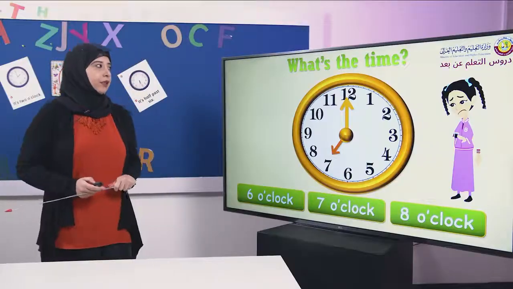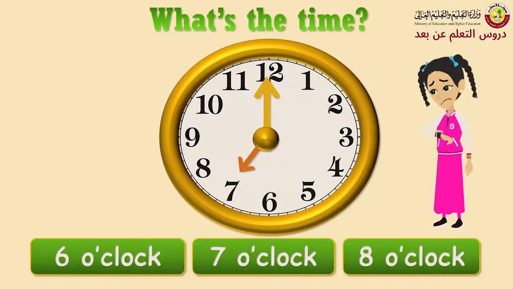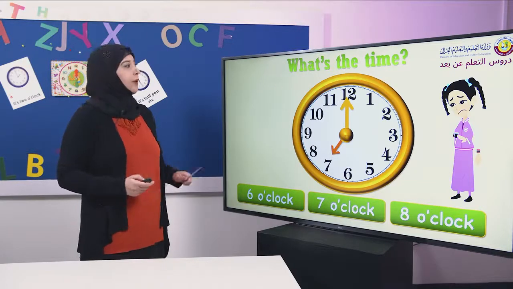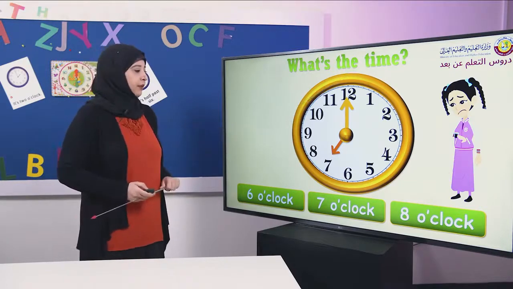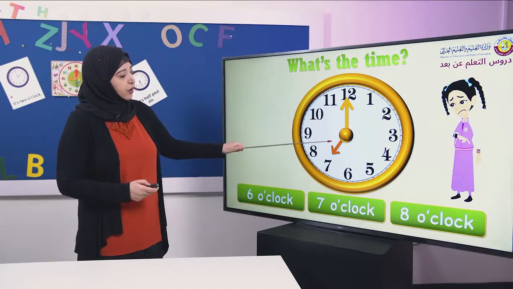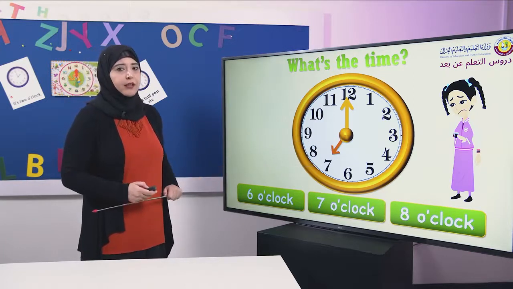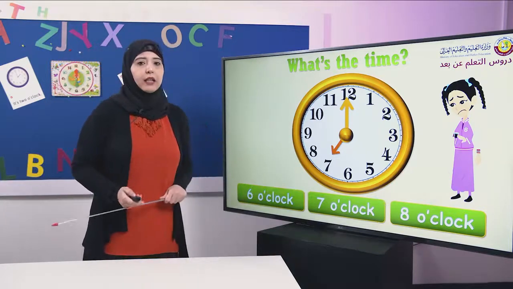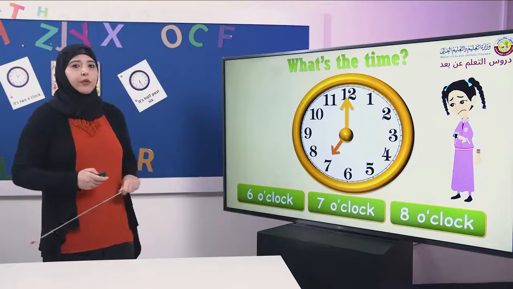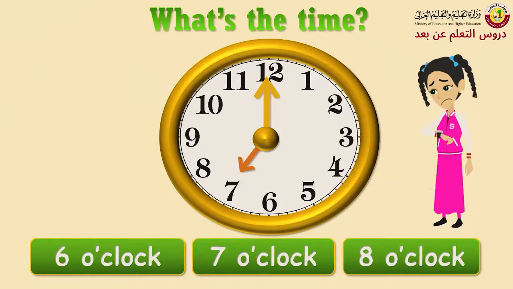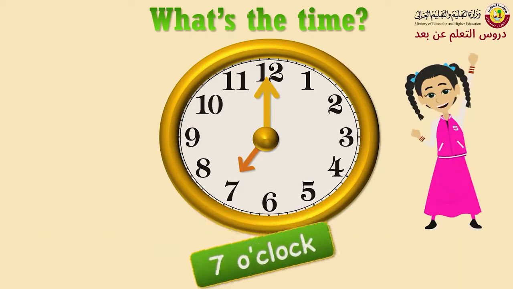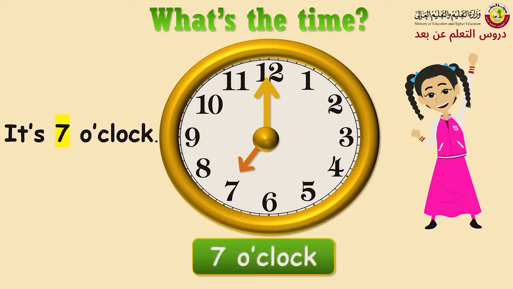Let's do this activity. Look, my dear students, this is our friend Sarah. She is asking about the time. What's the time? Look here. Look at the short hand. In which number? We have here 6 o'clock, 7 o'clock, or 8 o'clock. Let's think and help our friend Sarah. It's 7 o'clock.